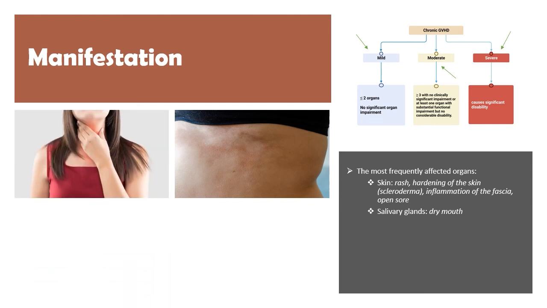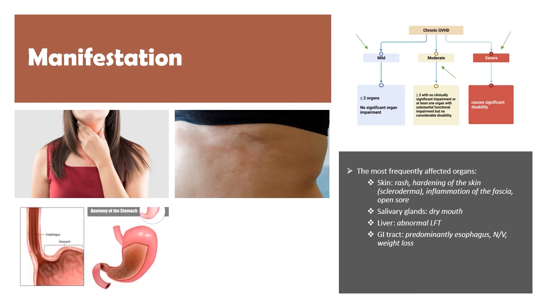The next organ is the liver. Chronic graft versus host disease can result in abnormal liver function that can be found in lab workup. The next organ is the GI tract. Chronic graft versus host disease predominantly affects the esophagus. It can also present with nausea, vomiting, and weight loss.